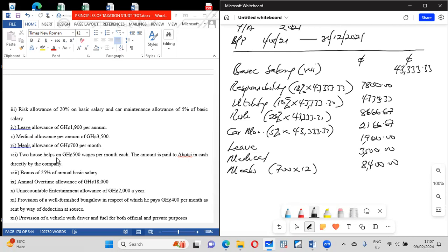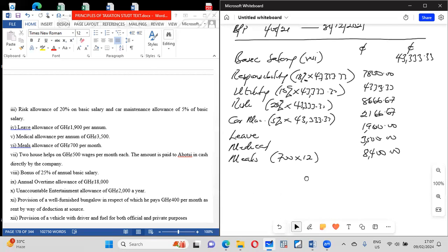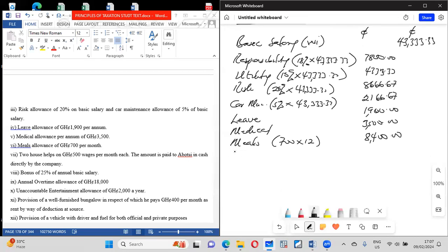Two house helps. Like I said, two house helps on wages, 500 each per month. The amount is paid to him. So if the amount is paid to him, then he is the one receiving it. We don't know whether he will pay the money to those people or not. So he is receiving it, so it's taxable in his hands. He's receiving cash for that.